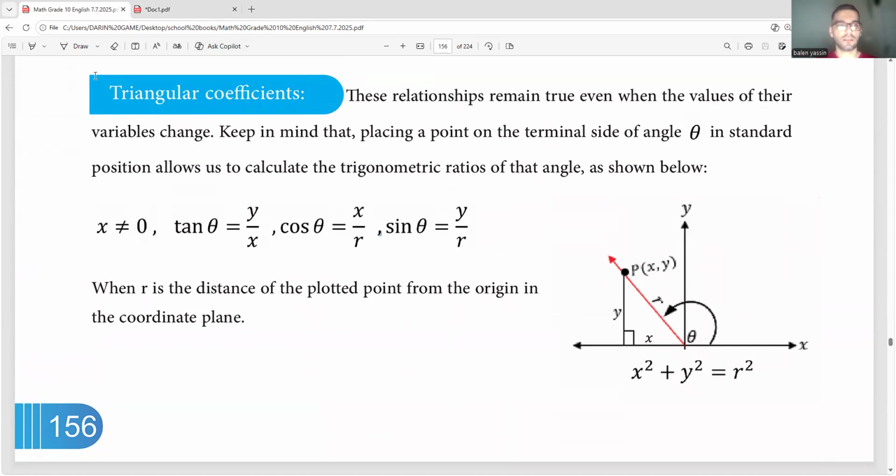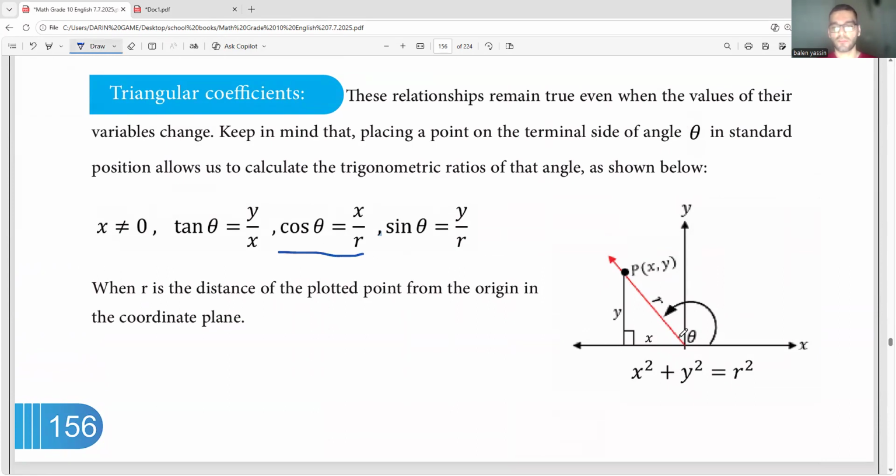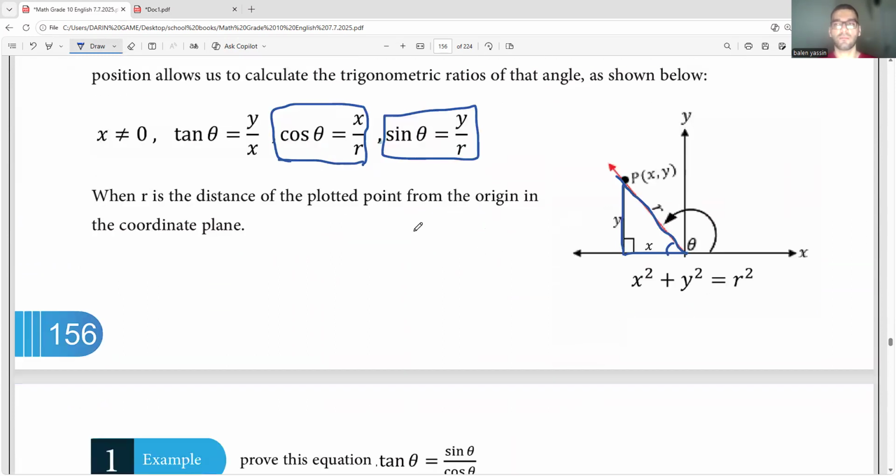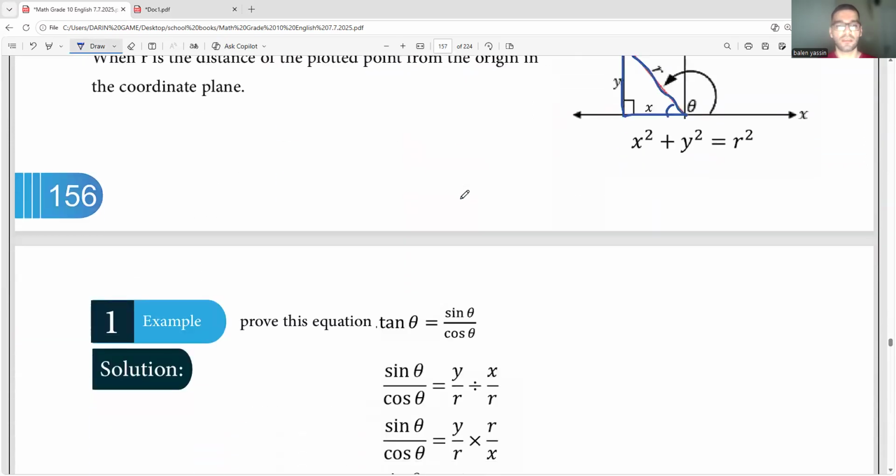Okay, so just as a quick reminder, if you have a triangle like this, this vertical side is y, the horizontal side is x, and the hypotenuse here is r. Basically, cosine will always be x over r, the adjacent side to the angle. And then sine of theta will be y over r, the opposite side to theta over the hypotenuse. As I said, you should be familiar with these before you watch this video, okay?